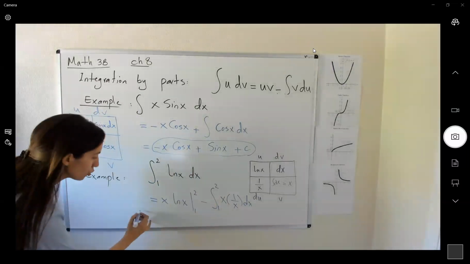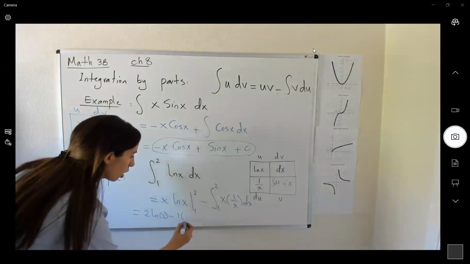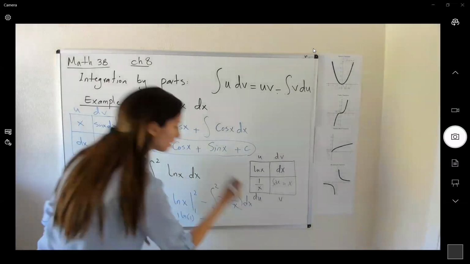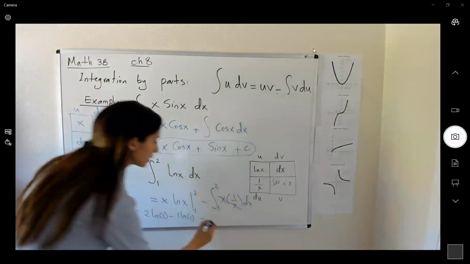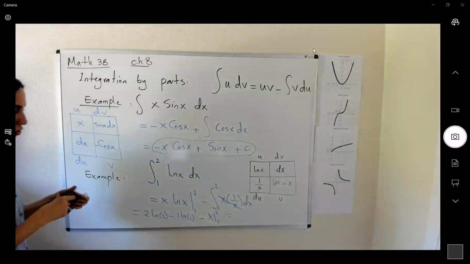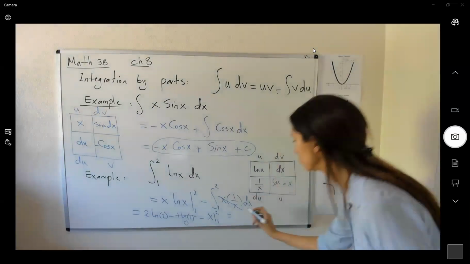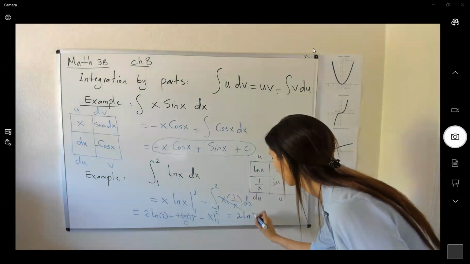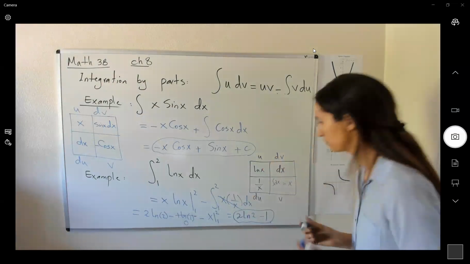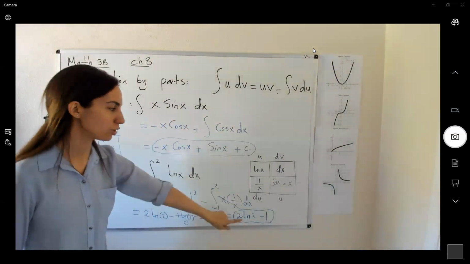If you plug in 2 here, you get 2 times ln of 2 minus 1 times ln of 1, minus, then cancel out x and x. The integral of dx is just x, with x ranging between 1 and 2. The ln of 1 is just 0. So you have 2 times ln of 2 minus, 2 minus 1. That is using integration by parts to evaluate this integral.